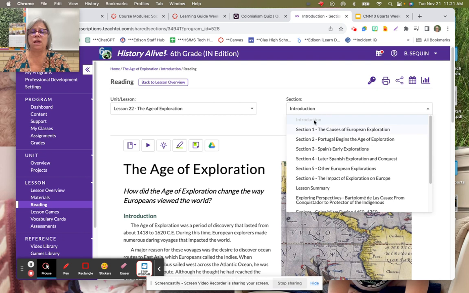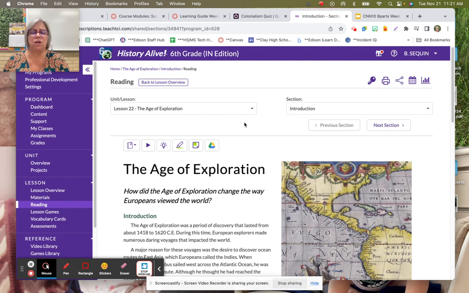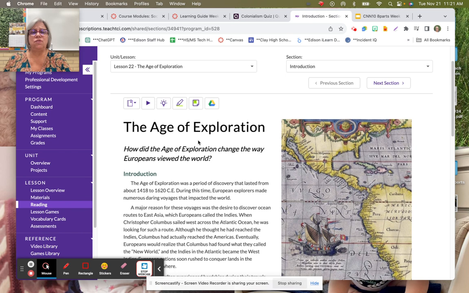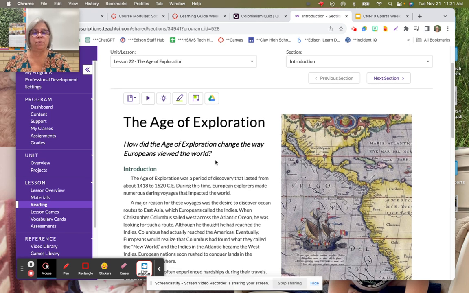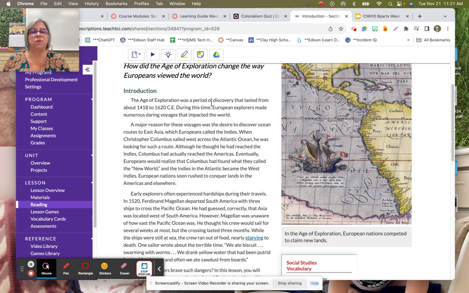So, let's start with the introduction. Since you're not going to be reading the introduction, you are going to get some background information on this from that quiz that you're going to do on Monday. But let's read over this introduction together. The age of exploration. Our guiding question is, how did the age of exploration change the way Europeans viewed the world? The age of exploration was a period of discovery that lasted from about 1418 to 1620 CE. So it's a little over 200 years.